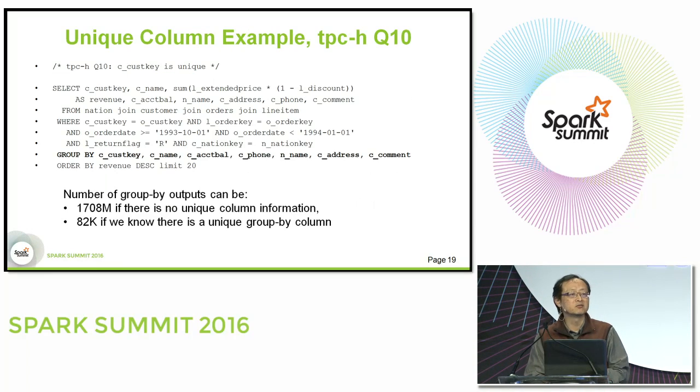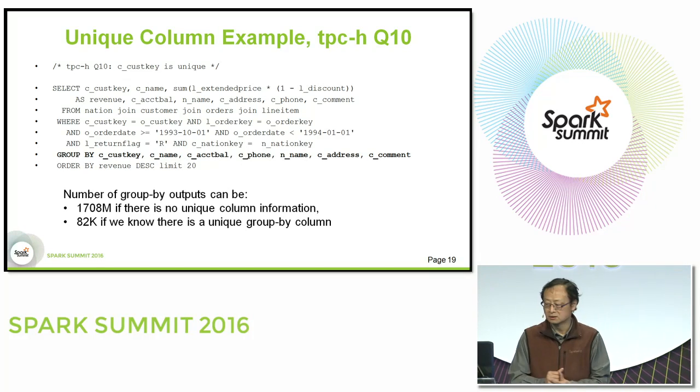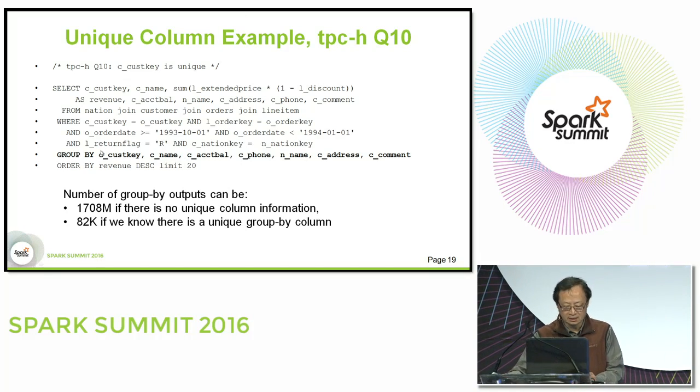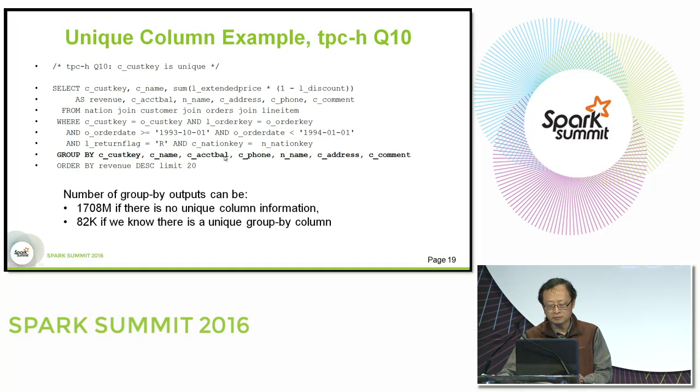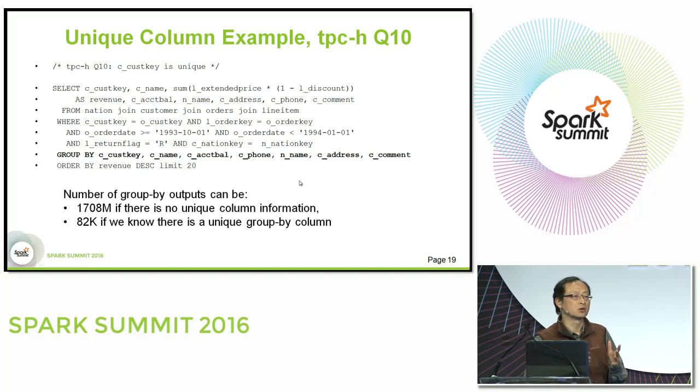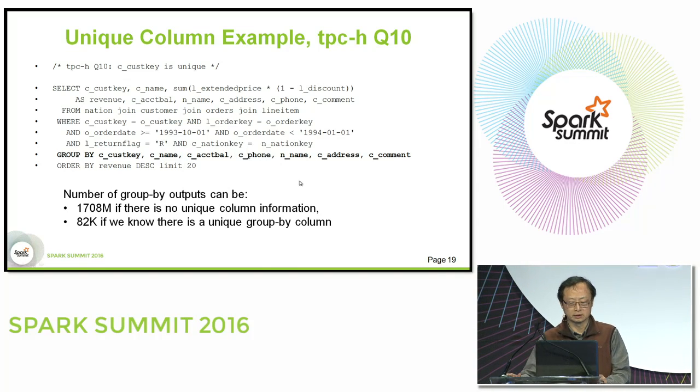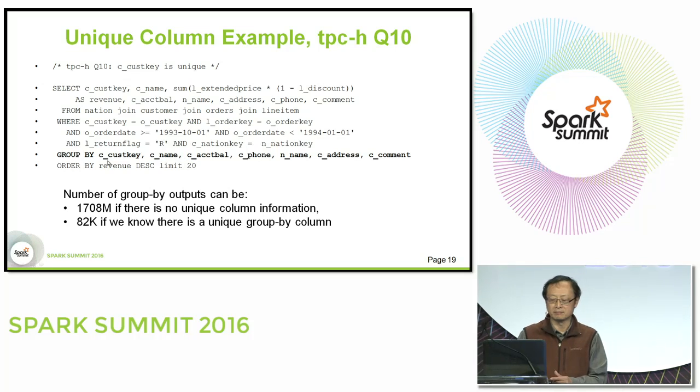When it is unique, for example, here I use TPC-H Q10. In this query, you have group by C custkey, C name, C acctbal. All of these C underscore something are columns belonging to the customer table. But actually, for this table, C custkey is unique. It is the primary key.